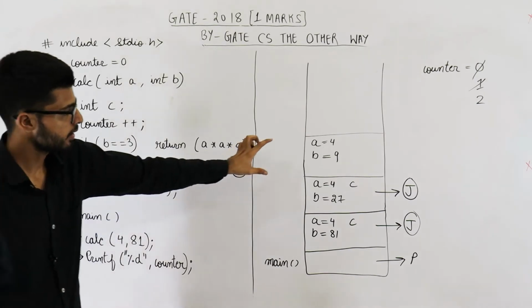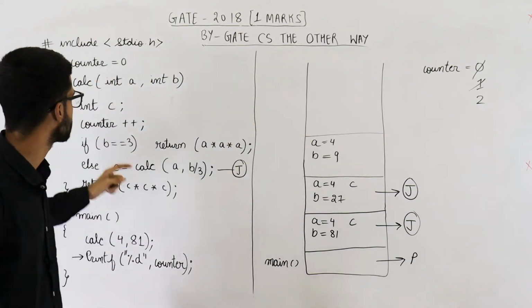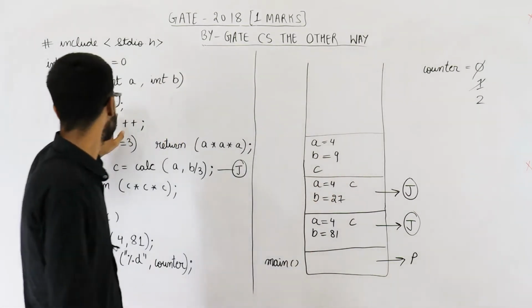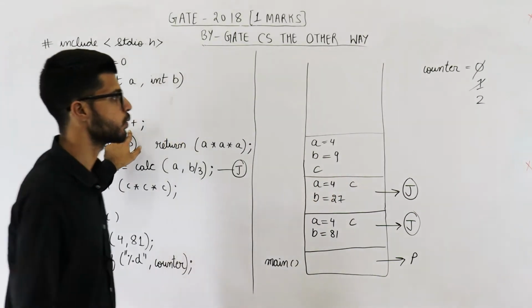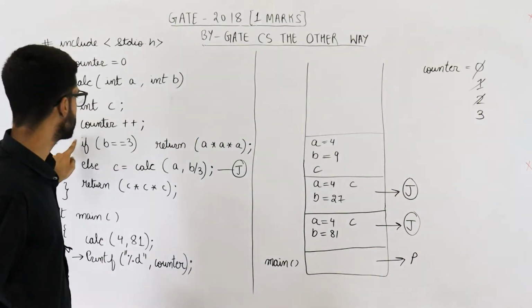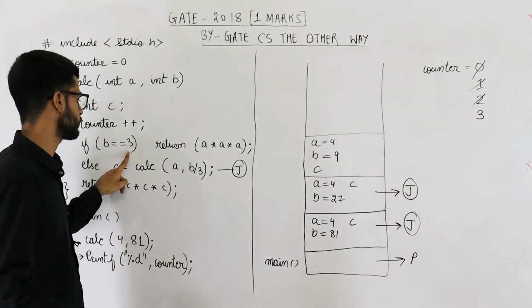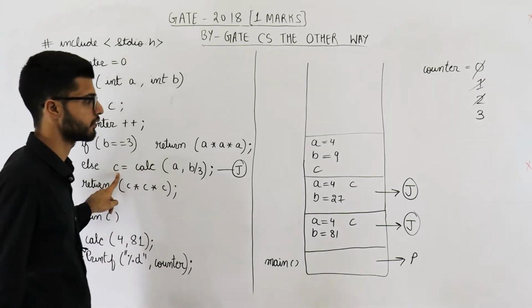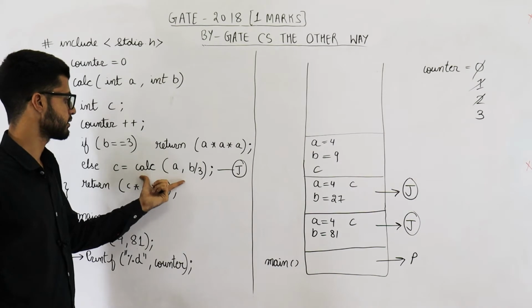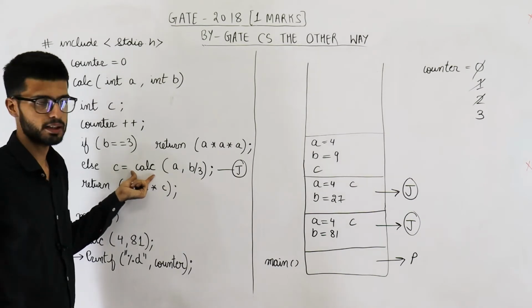Now let's start executing this function from line number 1. Line number 1 says int C. So variable C is declared. Then counter plus plus. Counter is incremented and it will be made 3. Then if B is equal to 3? No, it is false. So again you will call the function. To this variable C, you will assign whatever is returned by this function called calc.